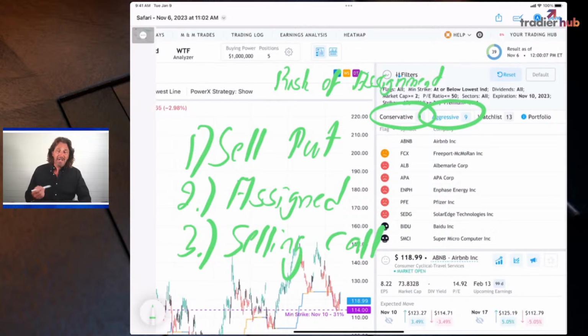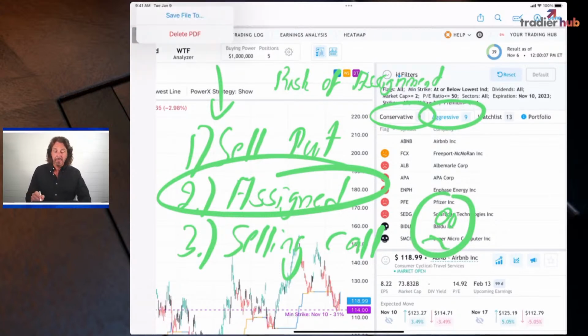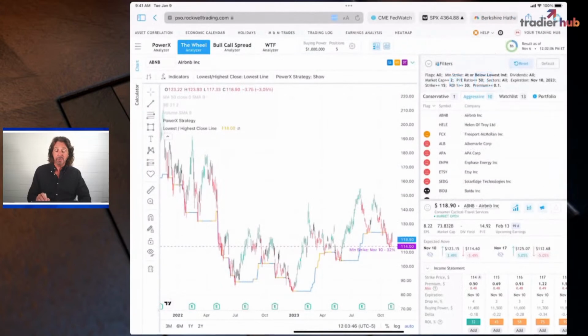So you kind of have to decide how aggressively you want to get assigned. And for me, I love getting assigned, because if I'm not getting assigned, I won't be able to sell any calls. And that makes me sad, because this means that I'm only taking advantage of step 1 of the wheel strategy and not the other 2 steps. So therefore, I'm okay looking at the conservative as well as the aggressive scanner. And you see, again, it's 10 stocks, so it's fairly easy to go through this.